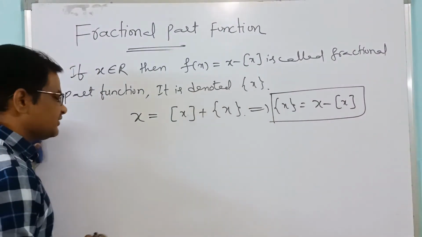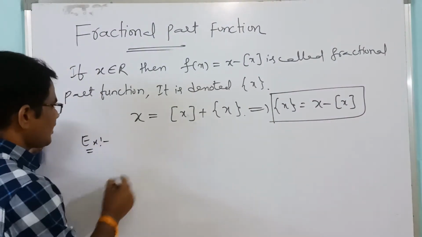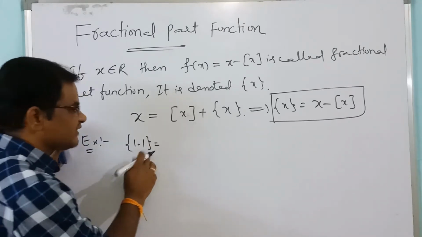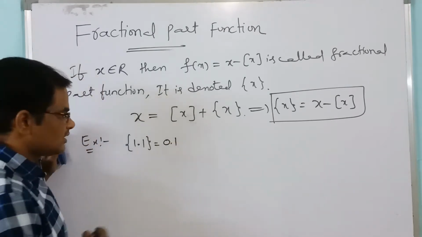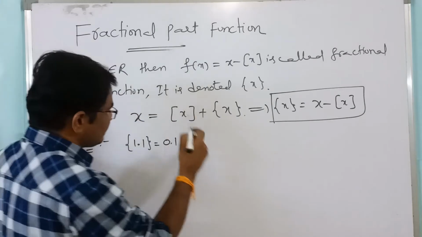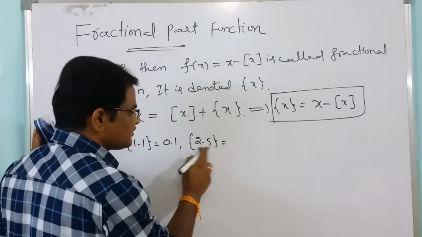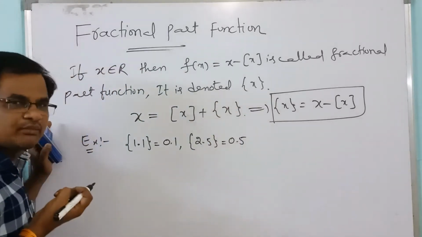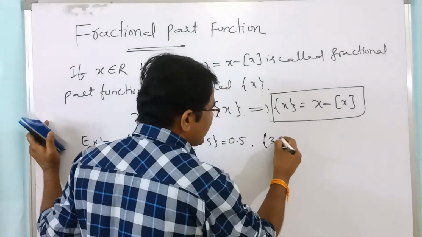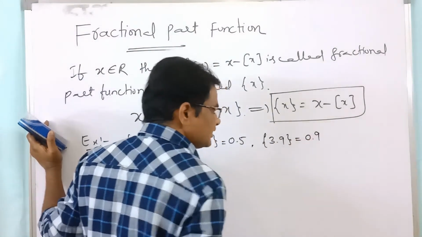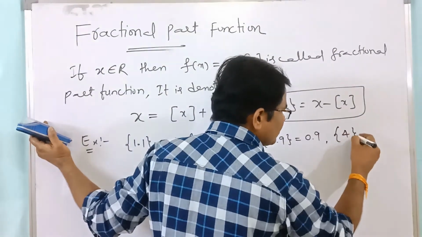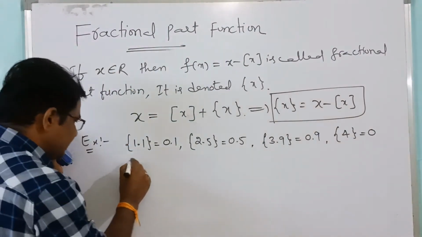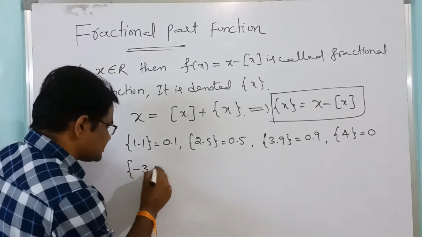Suppose you take one example, the fractional part of 1.1. In this one, what is the fractional part? 0.1. Suppose you take the fractional part of 2.5. In this one, what is the fractional part? So this symbol is nothing but choosing the fractional part of the real number. Now suppose 3.9, so it equals 0.9. Suppose in this 4, what is the fractional part? 0. Right? Suppose we take one negative value, that is minus 3.6.